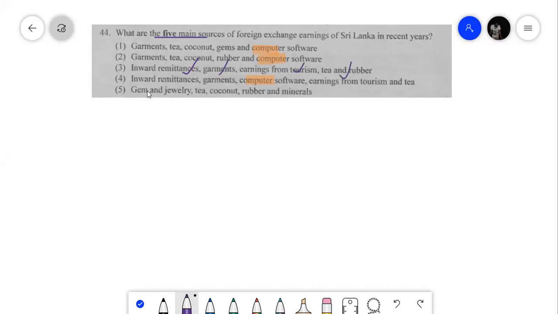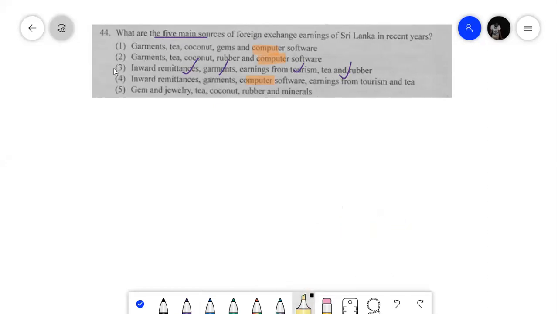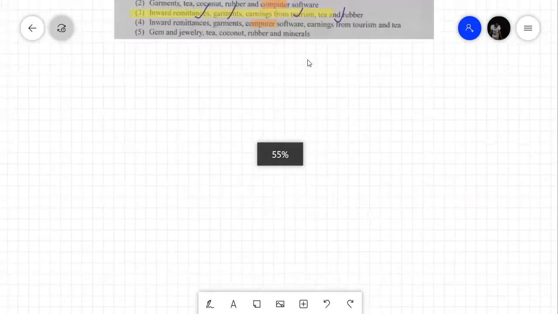But if you look at these right now, gem, jewelry, tea, coconut, rubber, yes, you get money, but they are not the main ones, guys. Now here they have missed garments. They have missed inward remittances in the 5th one. Those are the main ones where you mostly get money. So that is why you end up with answer number 3 as the correct answer and not 5. So 44 is answer number 3.